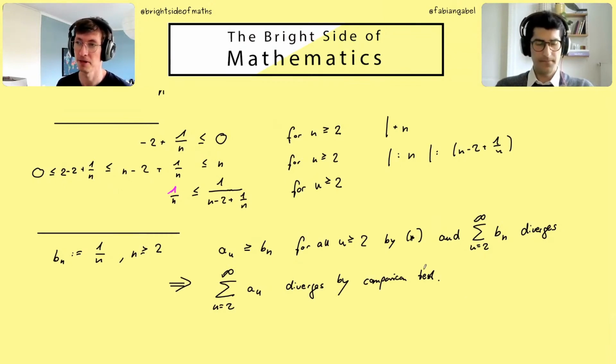So Fabian was very strict here, showing the inequality for all n in the series. That's not needed. You just need it at some point. So if you can show it for n greater than some constant, and you don't even have to know the constant, you just have to show it works at some point. That's enough. The comparison test is very strong there. Just check if it works eventually, and then you're finished.